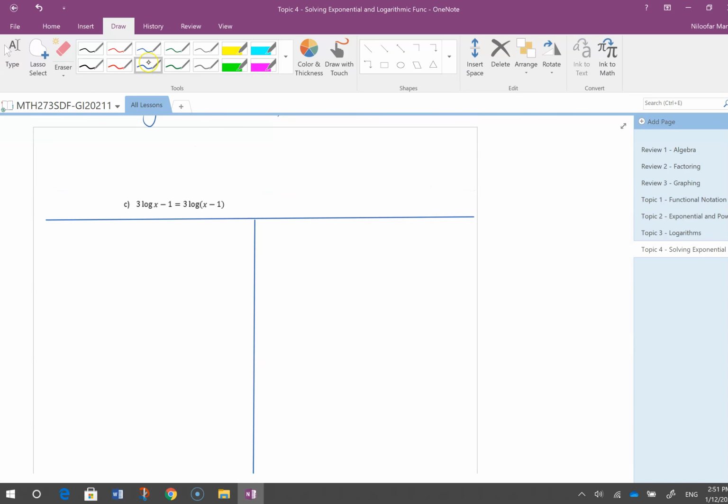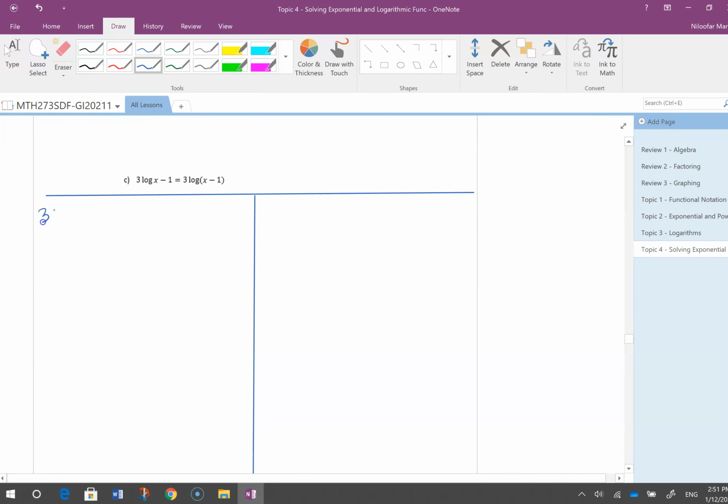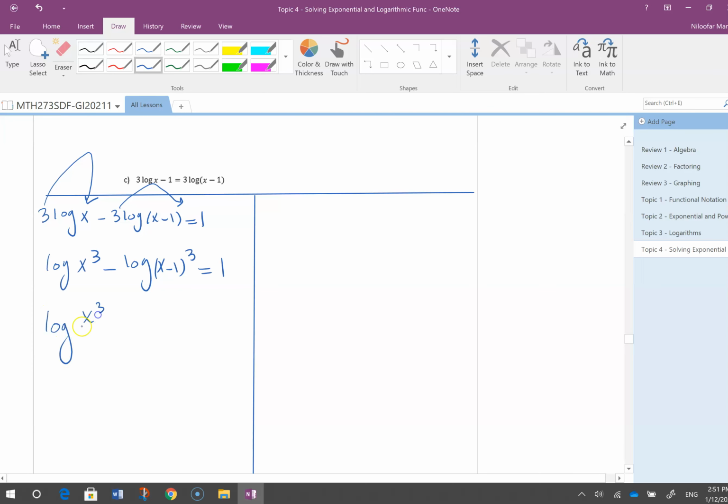Okay, look at this. I have 3. I told you all logarithms on one side, then combine them. I cannot combine because I have 3 beside it. So I do log of x cubed. I do the power because this is bothering me. Then minus log of (x minus 1), also with the power, so equal to 1. Then I have log of x cubed over (x minus 1) cubed equal to 1.